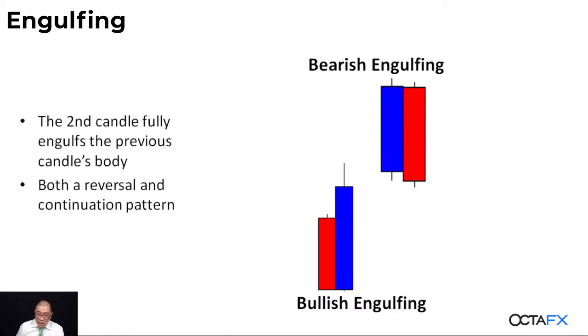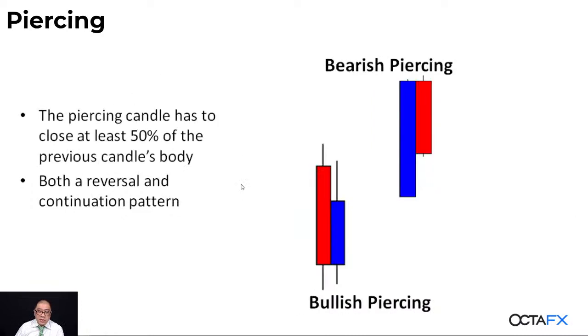Okay. Next, we have the piercing. The piercing candle has to close at least 50% into the previous candle's body, like this one over here. Again, this can be a reversal and continuation pattern. So the market could be going up, and a bullish piercing appears in the middle of it, and it'll continue to go up, or the market goes up, and then we have the bearish piercing, which is also another thing in Forex, called the dark cloud cover. We're going to touch on that a little bit. That would be a reversal pattern for this. Okay.